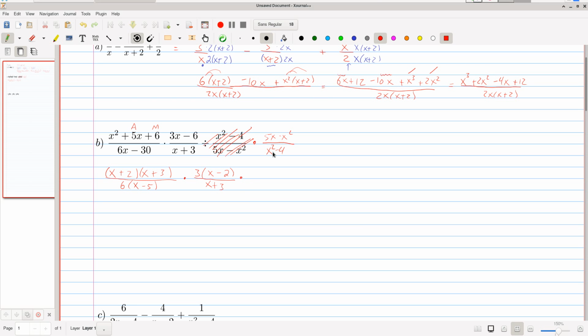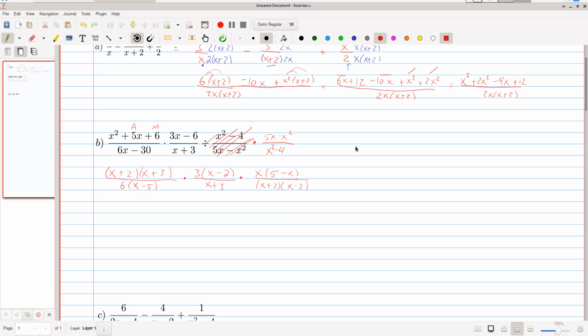Then we move on to this last fraction. The numerator, 5x minus x squared, they both have an x in common, and we're left with 5 minus x in the parentheses. And then finally, x squared minus 4. There's no common factor, so we're going to write this as the product of two binomials. And we can see it's a difference of squares. X squared minus 4 we can factor as x plus 2 times x minus 2.